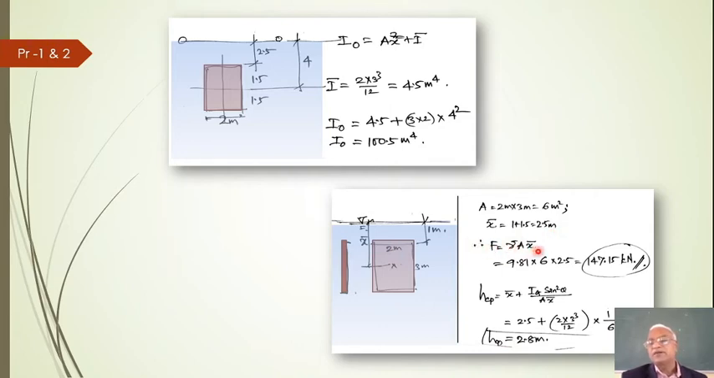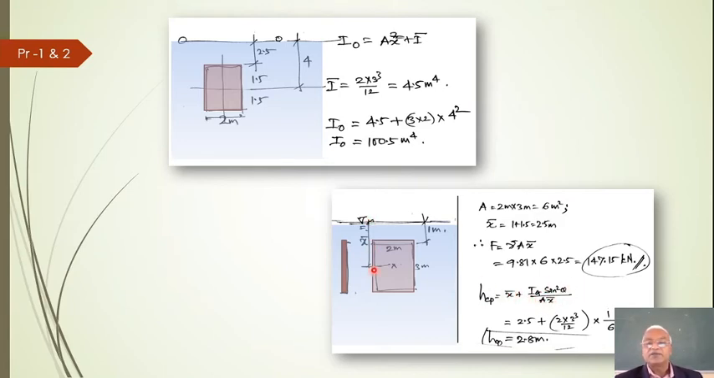Force is given by gamma A X bar. Gamma is 9.81, area is 6, X bar is 2.5, so it becomes 147.15 kilonewton. H cp is given by the formula X bar plus I G sin squared theta divided by A X bar.